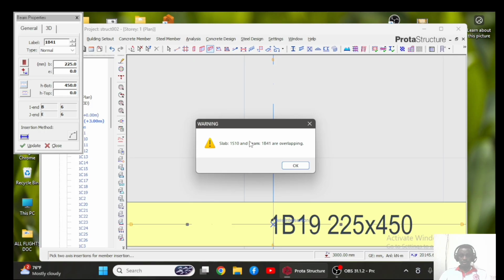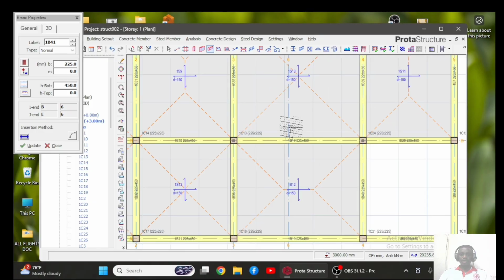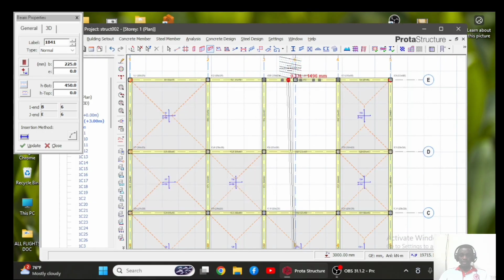It says slab 1 is this and okay, slab. So there's a problem here because we have a slab. You're supposed to insert your beam first before the slab, so that's why it's bringing up this one. But this other one says story 1 beam 41 are overlapping. Now this is notifying us that the beams are overlapping.